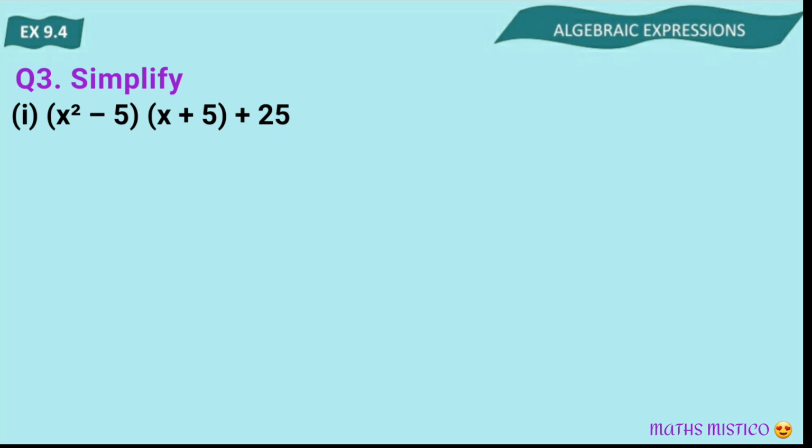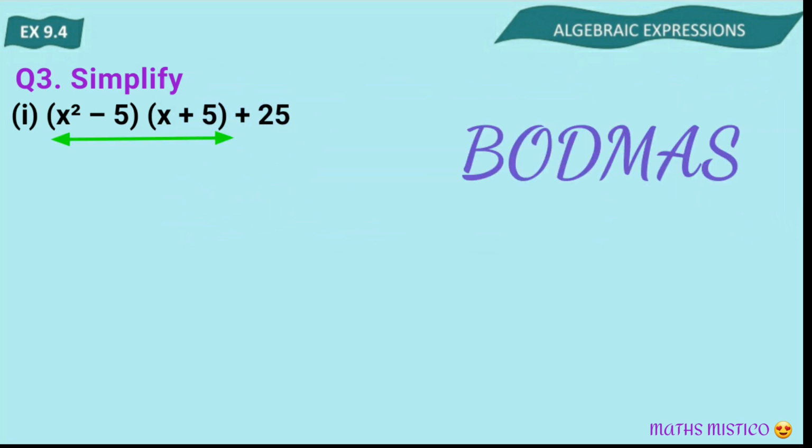Whenever you are multiplying two brackets, follow this method. So let's start with the first part. You can see here we have a product of two binomials and then there's a term 25 added to it. You know, everybody keeps saying use BODMAS, use BODMAS. BODMAS is even used in algebra. Wherever you find brackets, wherever you find other various operations, you have to use BODMAS.